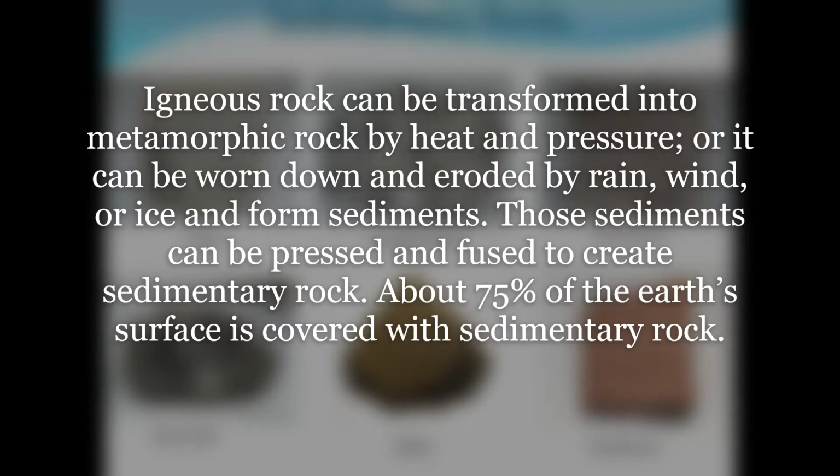Igneous rock can be transformed into metamorphic rock by heat and pressure, or it can be worn down and eroded by rain, wind, or ice and form sediments. Those sediments can be pressed and fused to create sedimentary rock. About 75% of the Earth's surface is covered with sedimentary rock.